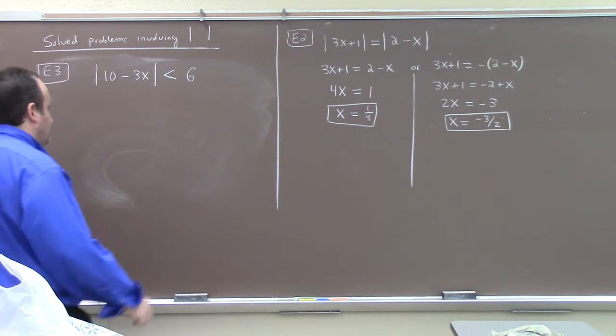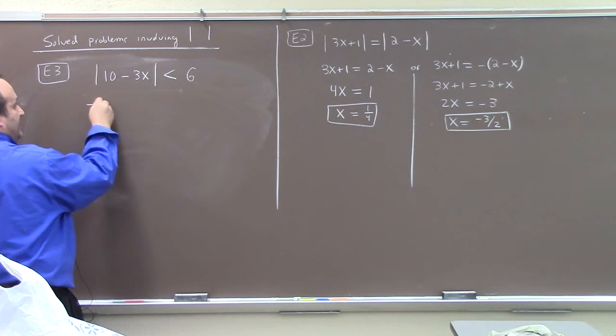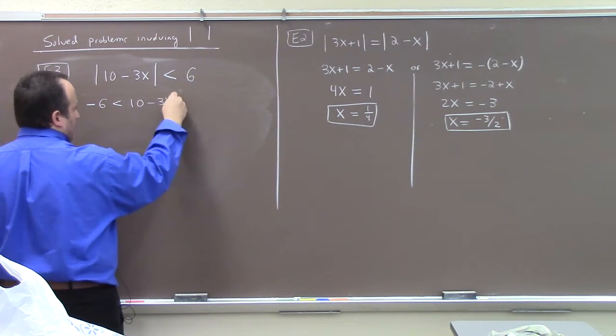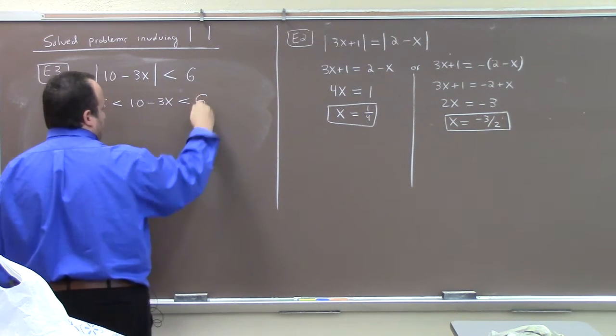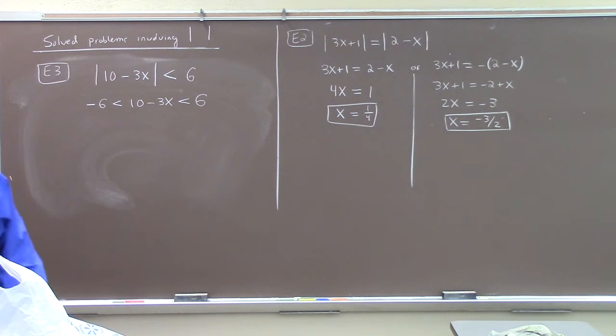So, turns out this is equivalent to minus 6 less than 10 minus 3x less than 6. And I explained why that is last class, arguing about distance on the number line. But going forward, we should just remember this. If we have less than an absolute value, we can unwrap it as a compound inequality like this.